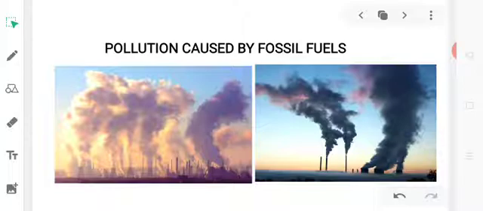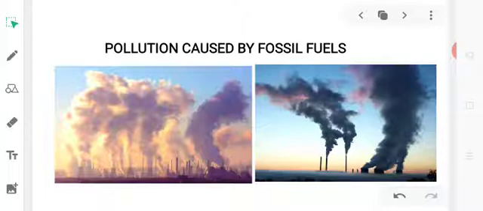Talking about pollution caused by fossil fuels. At present, we are largely dependent on fossil fuels for most of our energy requirements. However, fossil fuels are non-renewable sources of energy, and if we continue consuming these as at present, we may soon run out of energy. Also, the burning of fossil fuels causes a lot of pollution in the environment.